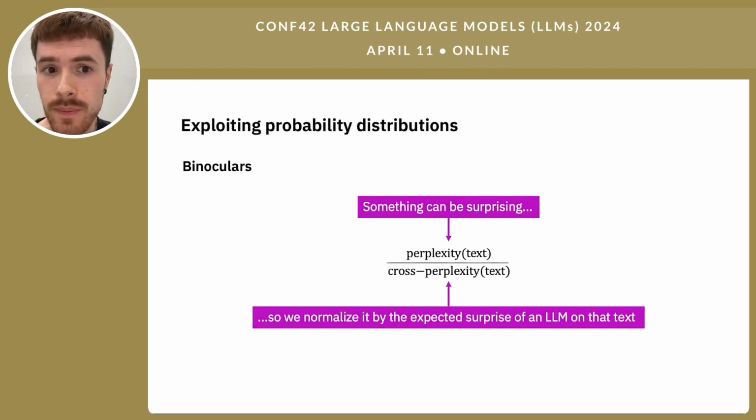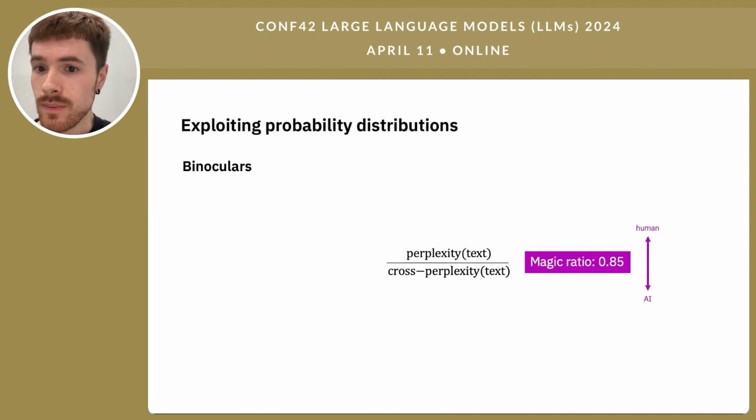That's the formula. We get a measure, and the measure that we get is a much better measure of how likely this text is to have been written by an LLM. There's a ratio that they came up with experimentally, 0.85. If we get a higher number, it's human. If we get a lower number, then it's AI. It's a great idea, really.